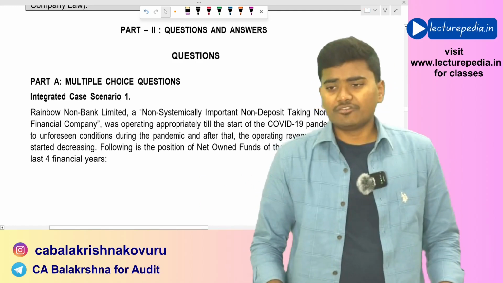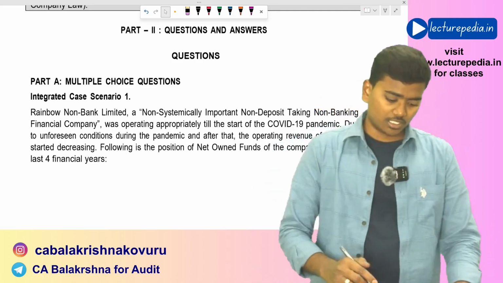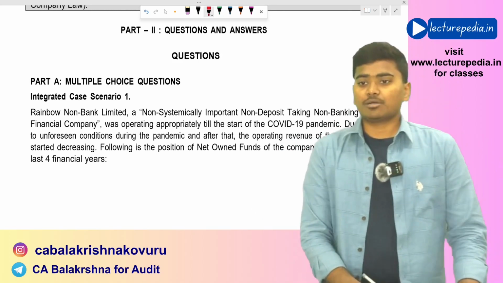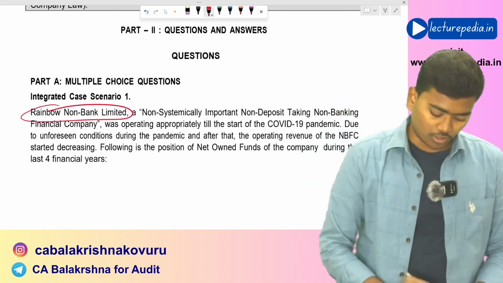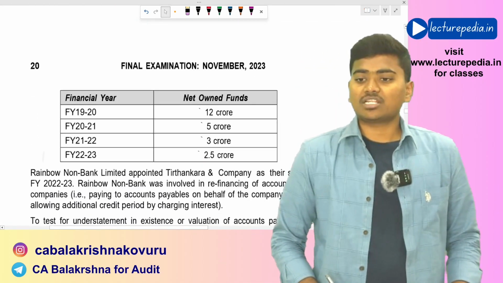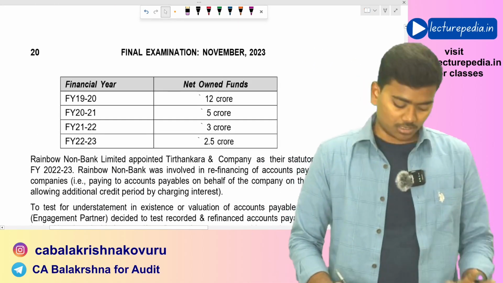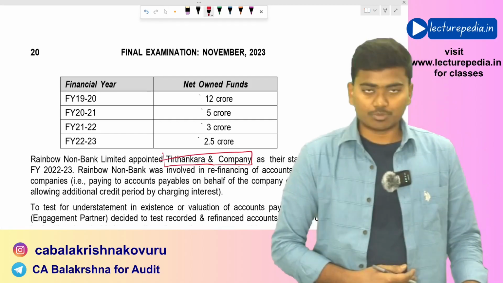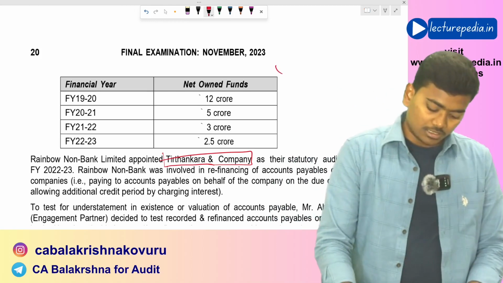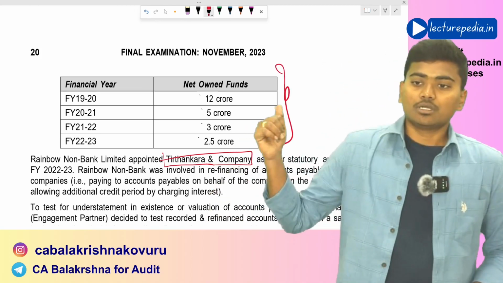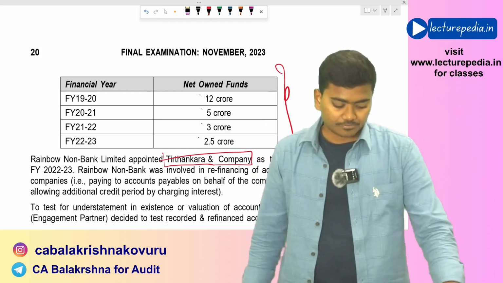First of all, I'll briefly explain what this case scenario is. There is an NBFC, a non-banking financial company, by name Rainbow Non-Banking Financial Limited. To audit this company, the auditor by name Tirthan Kara and Company has been appointed, and these are the net owned funds of this non-banking financial company for the past 4 years.